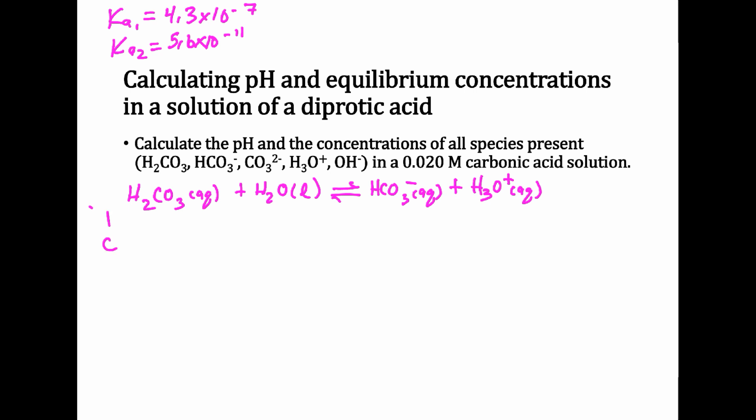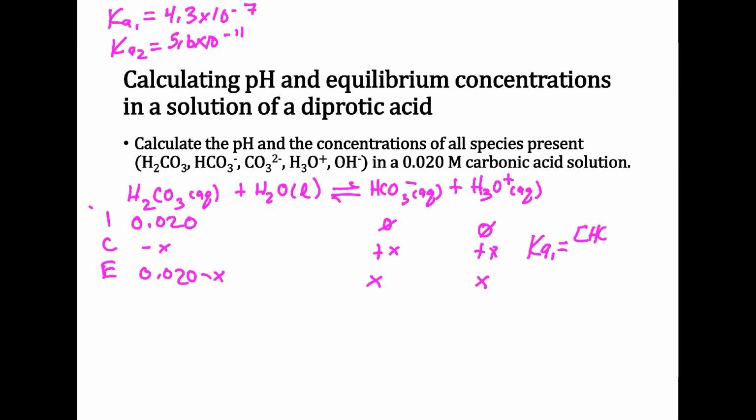We set up our ice chart over here. The initial concentration of the carbonic acid is 0.020. We don't have any conjugate base or hydronium, so we'll have our changes minus x, plus x. So we end up with 0.020 minus x, x, and x. Let's go ahead and write out our expression for Ka. Ka1 is equal to HCO3- times H3O+ divided by the concentration of H2CO3.